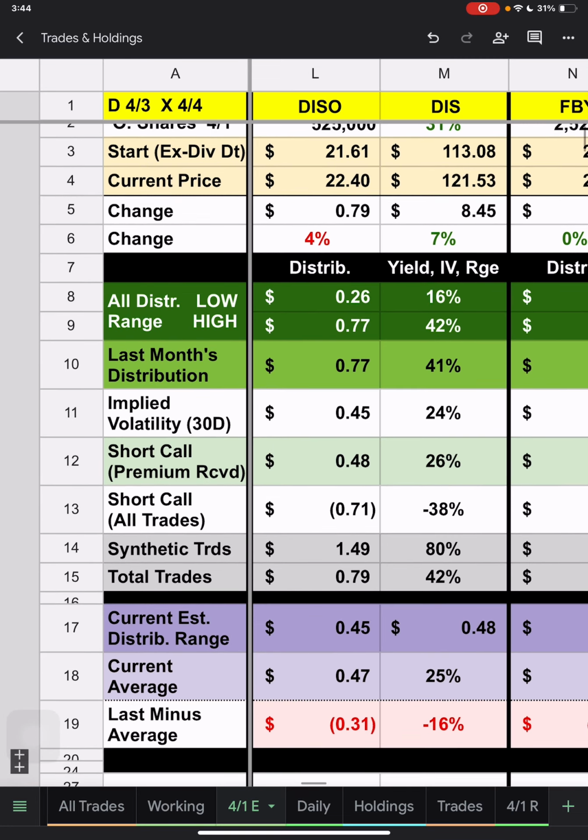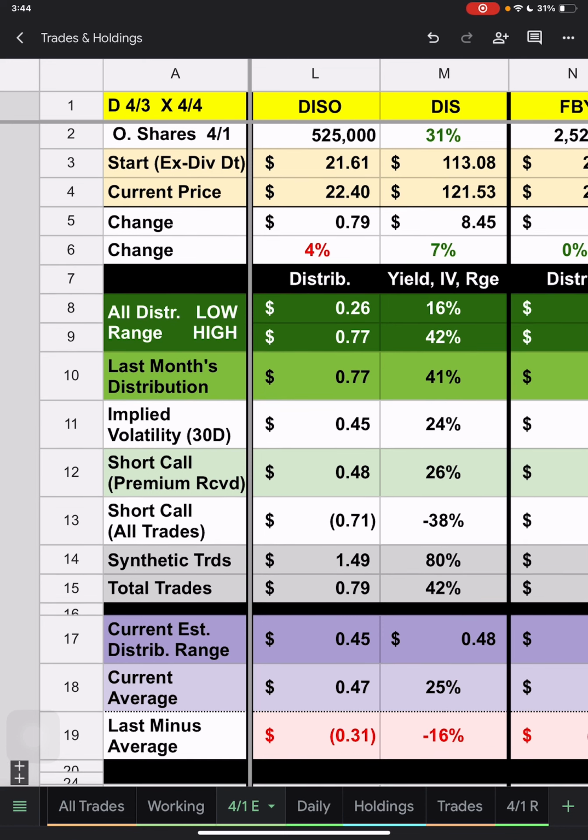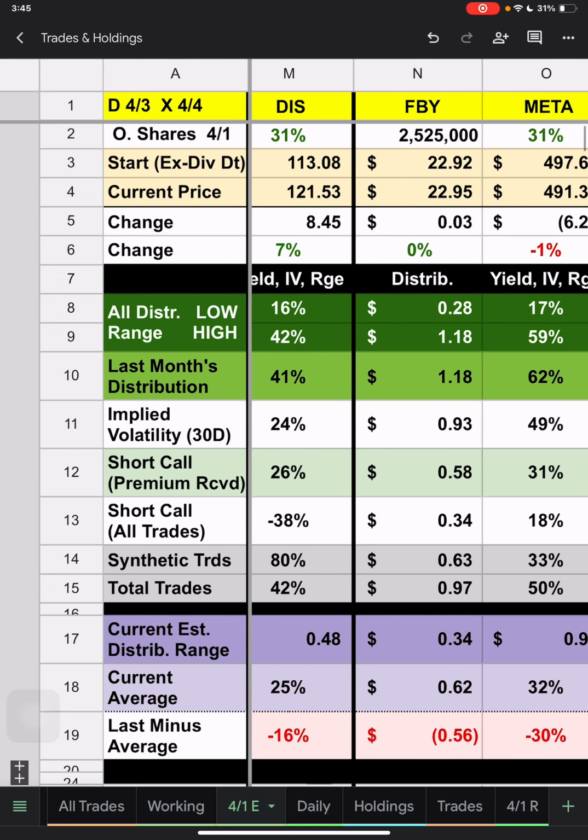Current estimated distribution range is 48 to 58 cents. And as you can see here, it's only using these two because all of their short calls actually lost 71 cents a share there. And the average is 47 cents.